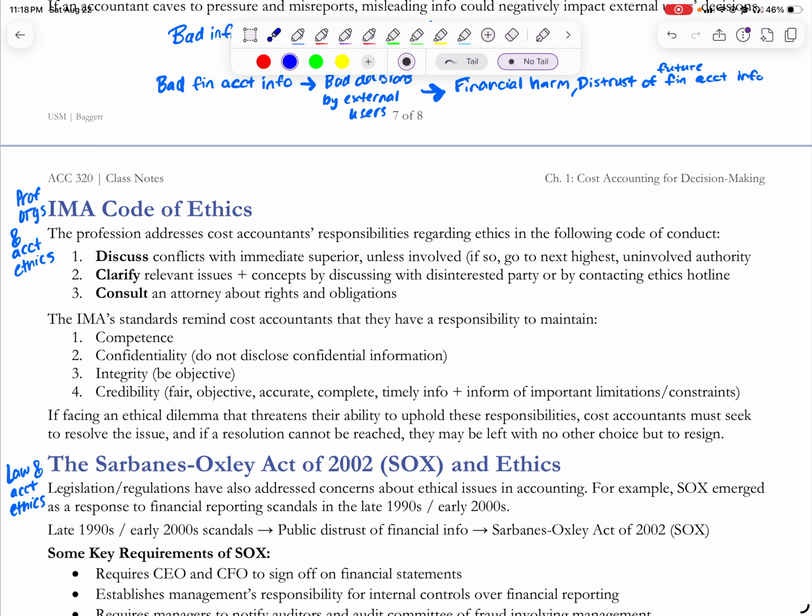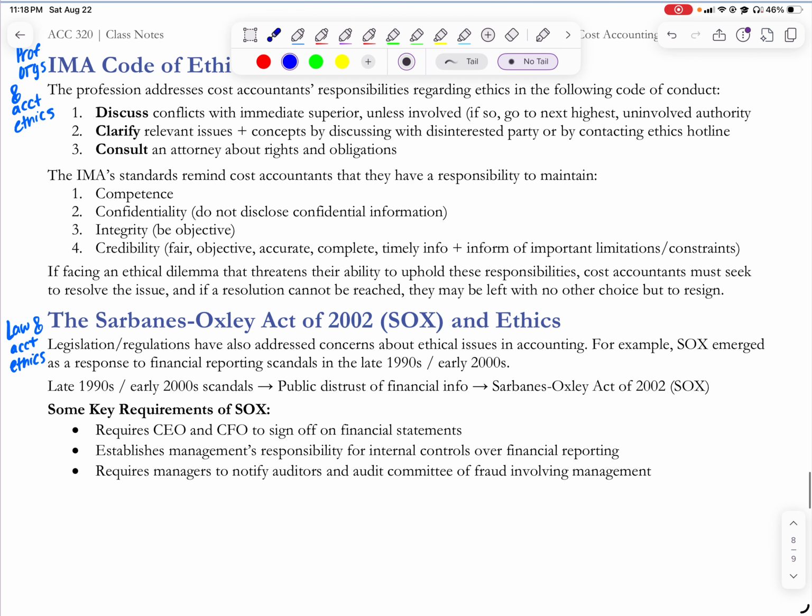And if you're in a position where there's no resolution forthcoming, it encourages you to seek external legal advice by consulting an attorney about what your rights are in this situation and what your obligations are. It reminds cost accountants that they have a responsibility to maintain, in all circumstances, their competence. They are responsible for acting competently, for knowing how to do their jobs and doing it well.